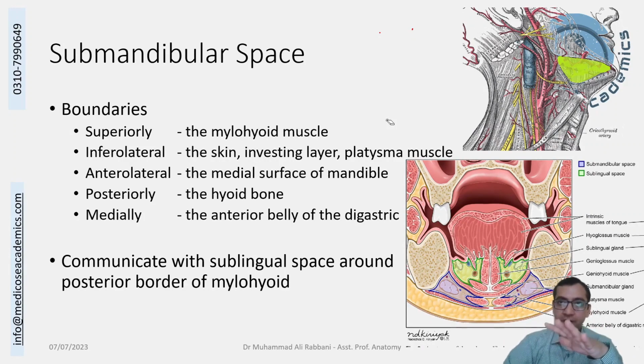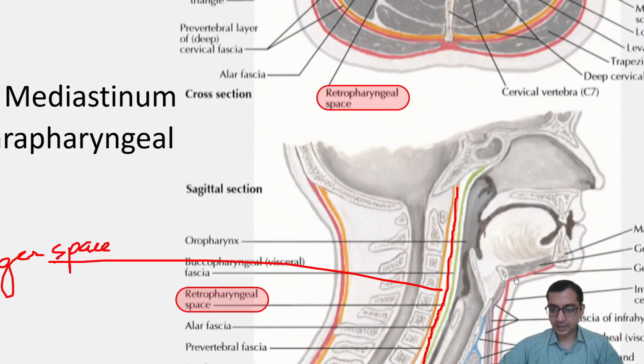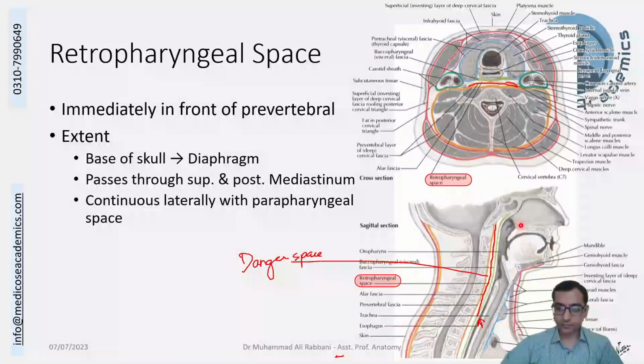So below it will be covered with the investing layer of deep cervical fascia. Above it will be the mylohyoid muscle, floor of the mouth. So these are all the extents. Superiorly above it will have the mylohyoid. You see, so this is the submandibular space right here. The little one right here. Here will be the submandibular space.